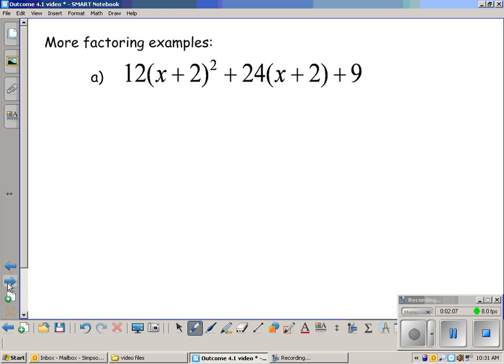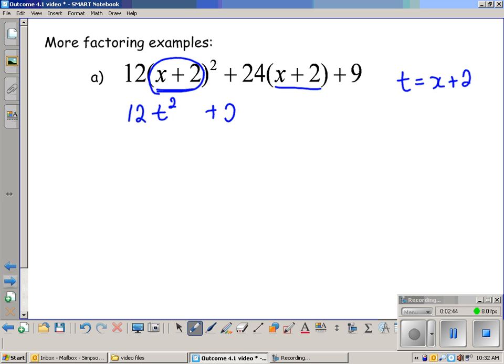This type of factoring is a little bit different. In this one, I have a common factor here and here. We're going to use substitution to allow us to factor this. So I'm going to let t equal x plus 2. When I do that, I can rewrite this first term as 12, and instead of x plus 2, I'm going to substitute in t. And so this becomes 12t squared. I'm simply replacing the x plus 2 with t.